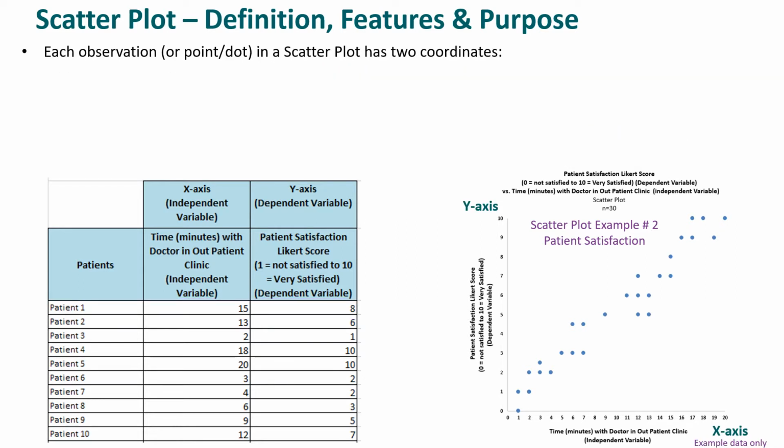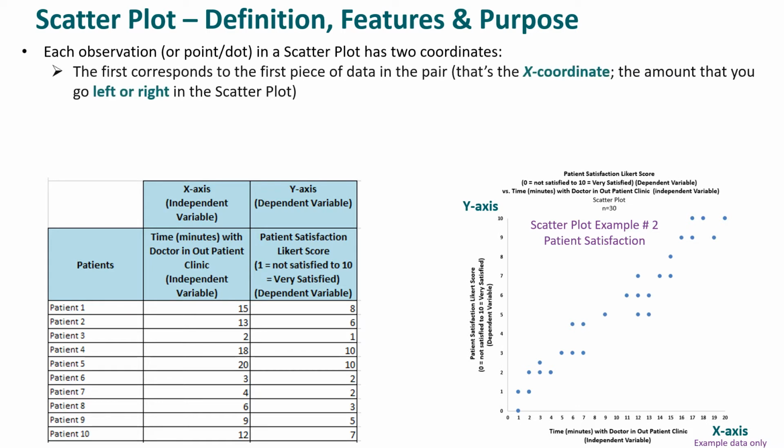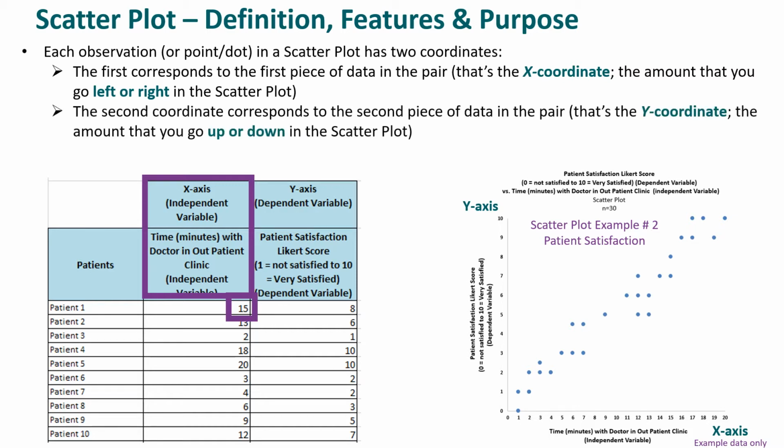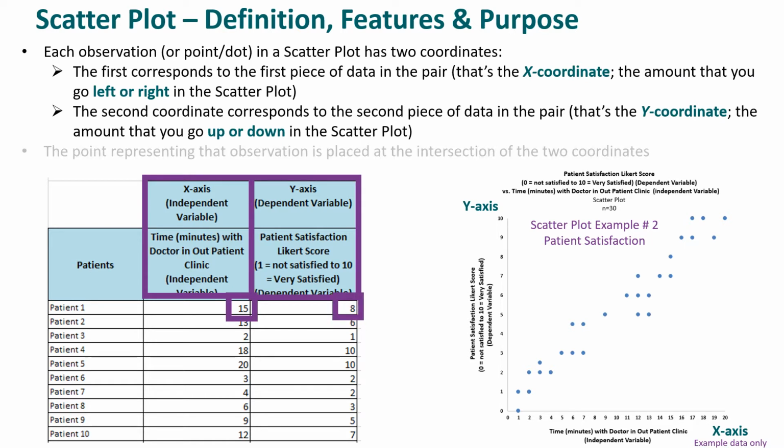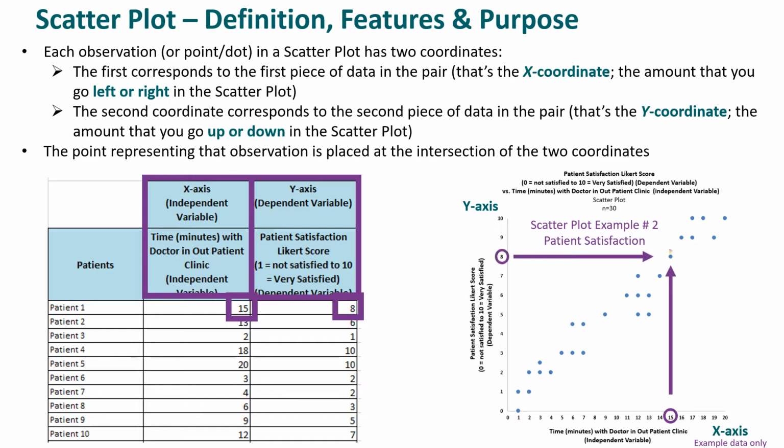Each observation, or point, or dot in a scatter plot has two coordinates. The first corresponds to the first piece of data in the pair. That's the x coordinate, the amount that you go left or right in the scatter plot. The second coordinate corresponds to the second piece of data in the pair. That's the y coordinate, the amount that you go up or down in the scatter plot. The point representing that observation is placed at the intersection of the two coordinates.